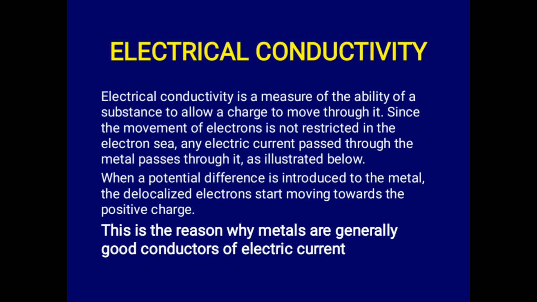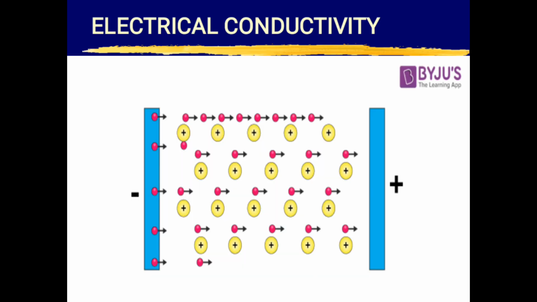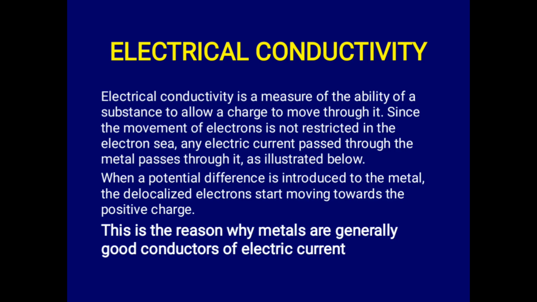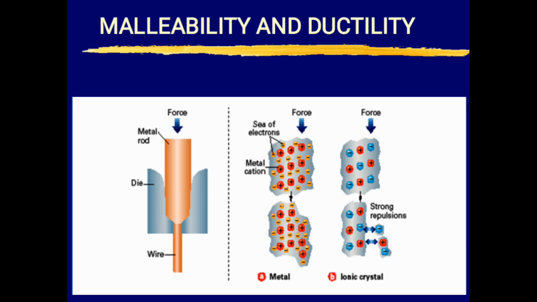So electrical conductivity is a result of this movement of mobile electrons, the movement of these electrons when current is introduced. We have said that once current is introduced, electrons start to move. They are moving to meet with the positive, from negative to positive. So that's why they conduct electricity.